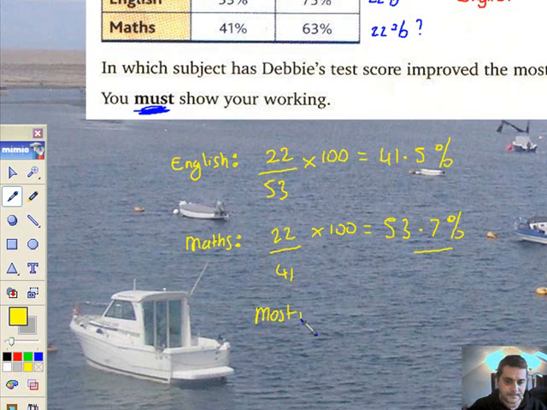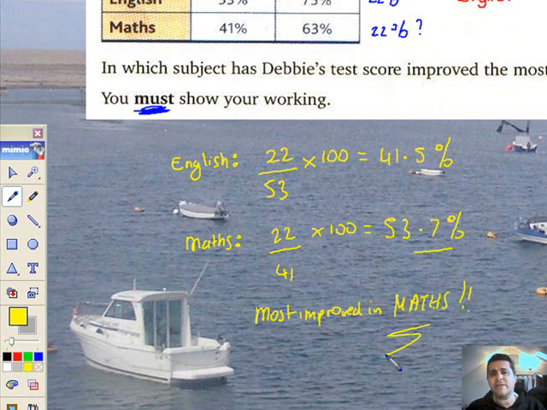Right, in which subject has Debbie's test score improved the most? Most improved in maths. And we've proved it. Okay. Please note, you've got to give a conclusion.